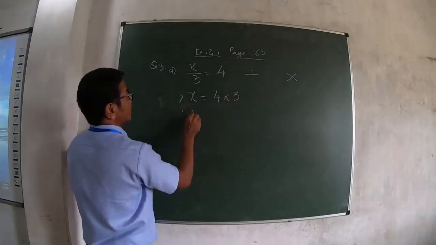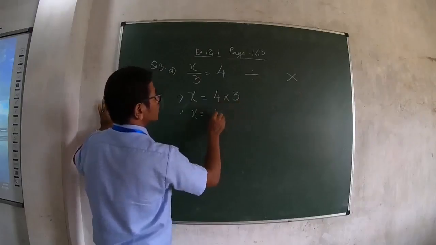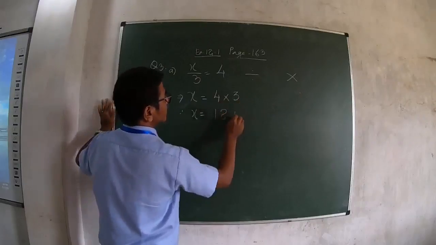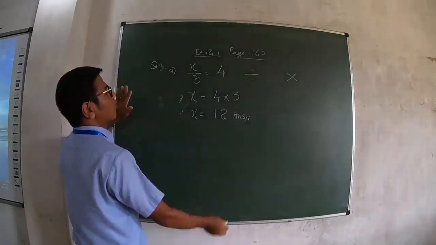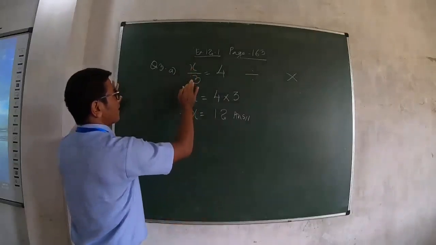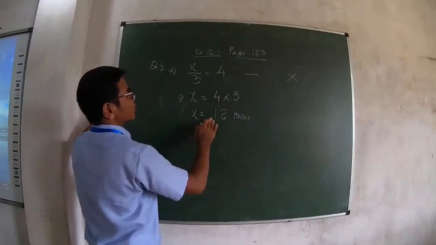Thereby x equal to 4 3s are 12. So this is equal. I hope you understood. Divide moves to the right, becomes a multiply. So x equal to 12.